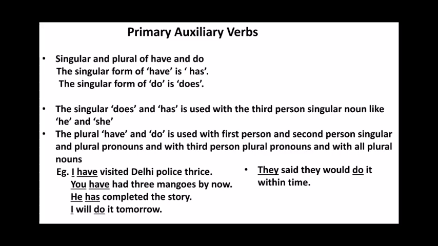Next is I will do it tomorrow. Now you can see along with do we have the first person, that is I. They said they would do it within time. So here again we have the third person, they, which is used with the primary auxiliary verb do.